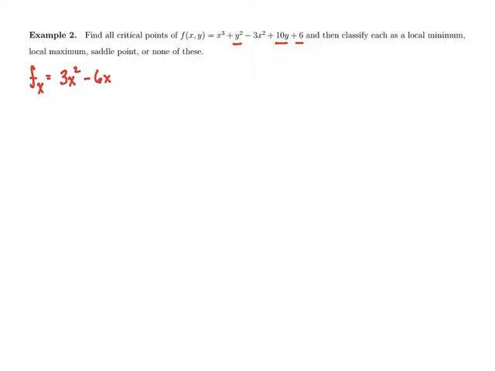And then if we look at the partial with respect to y, everything with x is constant. So the 6 is also constant, but the x cubed and minus 3x squared are constant. And the other derivatives are just kind of normal derivatives there. We have the derivative of y squared is 2y, and the derivative of 10y is 10.